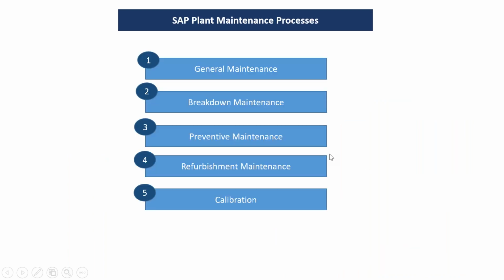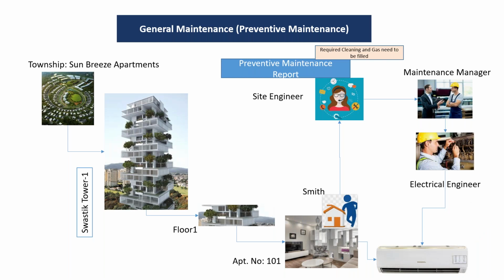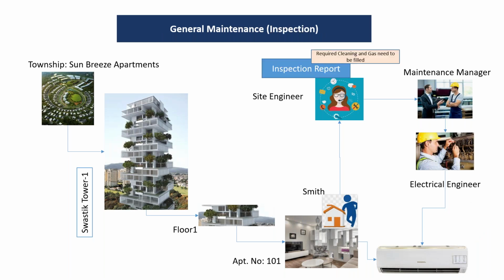These are the processes we are going to cover here: general maintenance, breakdown maintenance, preventive and refurbishment, and then calibration. Broadly, the processes are categorized into three categories. First is inspection, second is breakdown, and third is preventive. Let's take the first case, inspection. This is the inspection business case.